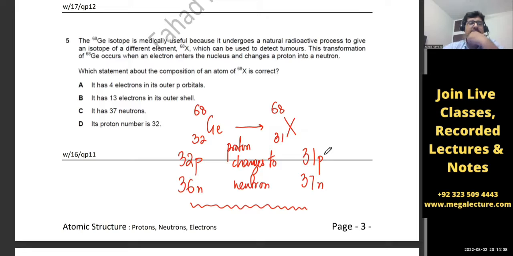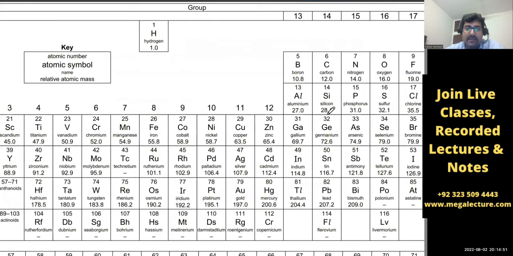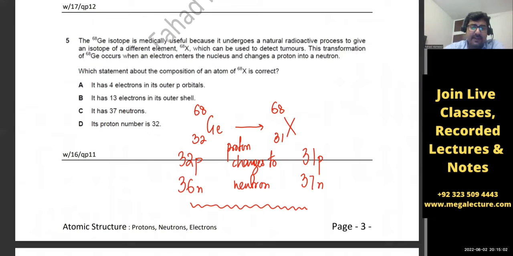Now he's asking which statement about the composition of an atom is correct. It has 4 electrons in its outer p orbital. So first thing, it's 31, right? How do you identify the position of an element in the periodic table? You open the periodic table and look at 31. What do you get at 31? You have gallium basically. So we're dealing with gallium. Gallium is group 13. What is the electronic configuration of group 13? From 31 we got the idea that it's in group 13, right?